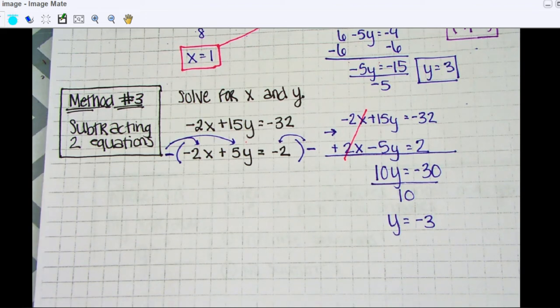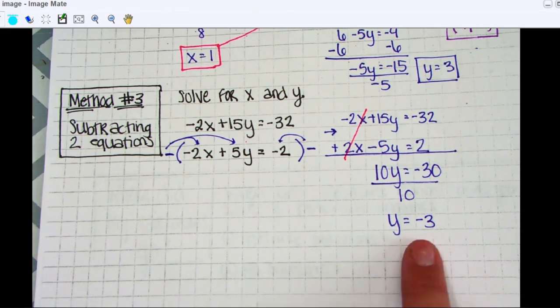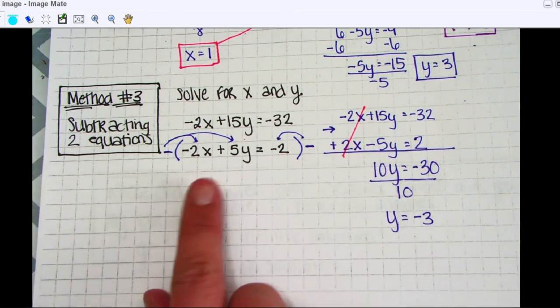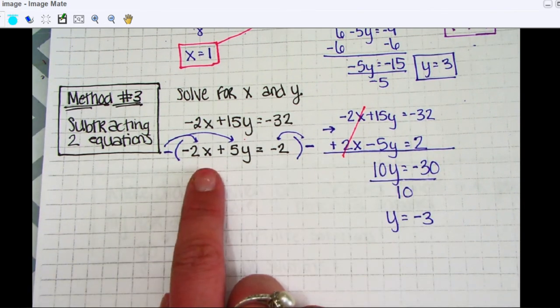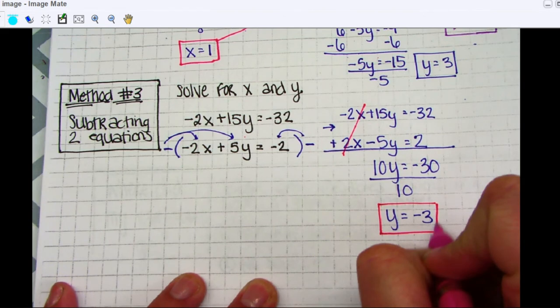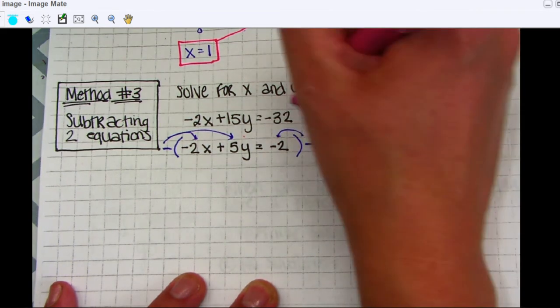When you take the y value to substitute back into the equation, you have to substitute into an unaltered equation. So when I substitute negative 3 back in, I'm not going to use this altered equation that I multiplied by negative 1. You want to go back to the very original problem. So I'm going to just go to the top one. So I'm going to take this value and sub it in right here.